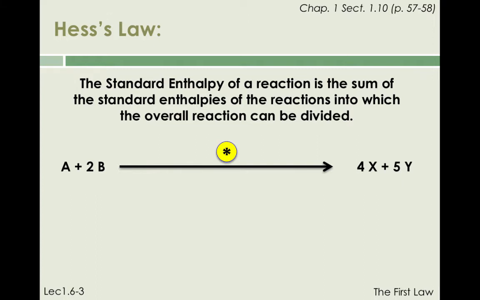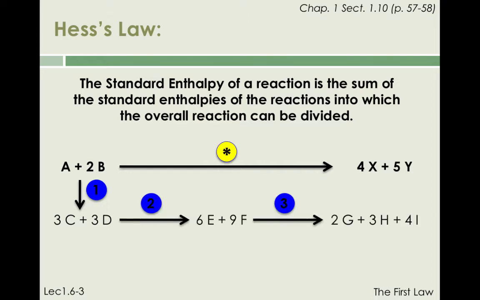Let us consider a hypothetical reaction denoted by star between 1 mole of A and 2 moles of B to form 4 moles of X and 5 moles of Y. Let us assume that we can achieve the same result as in equation star going through a different path shown by the 4 steps identified in blue.